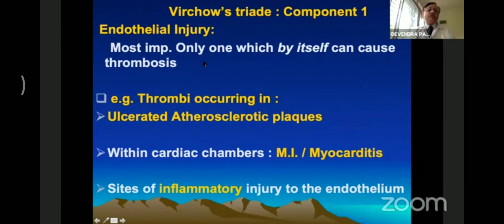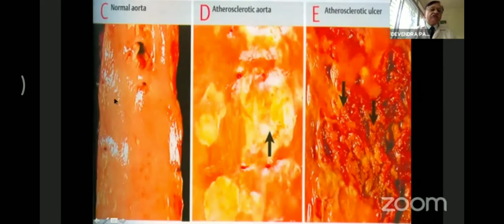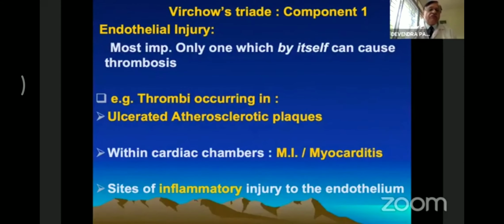This is the most important cause, the only one which by itself can give rise to thrombosis. Thrombi occur, for example, in ulcerated atherosclerotic plaques. Injury has occurred to the endothelium because of the atherosclerotic plaque. This is atherosclerosis in the aorta. What we see here is normal, then advanced atherosclerosis, type 4, the last stage of atherosclerosis, where ulcers have formed. These are the injuries which have occurred. So naturally, platelets will go and stick there and start the thrombogenic process.